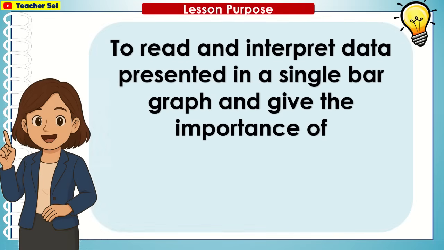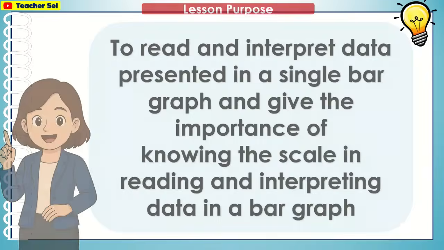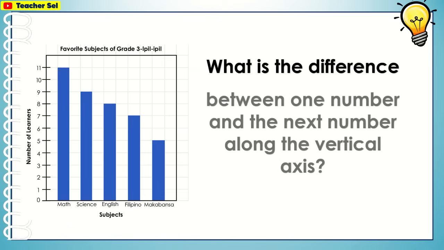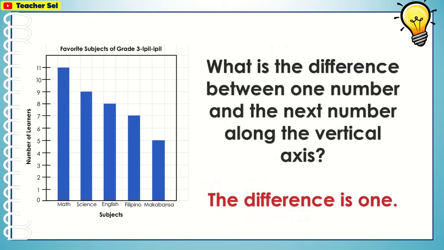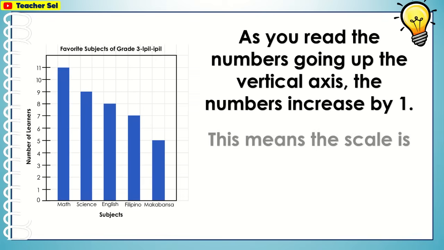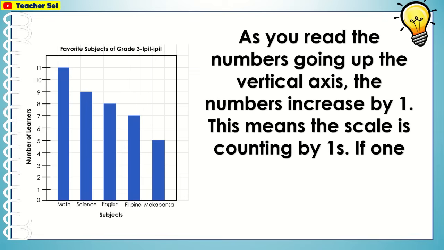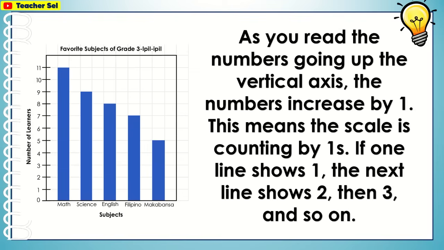Our lesson purpose is to read and interpret data presented in a single bar graph and give the importance of knowing the scale in reading and interpreting data in a bar graph. What is the difference between one number and the next number along the vertical axis? The difference is 1. As you read the numbers going up the vertical axis, the numbers increase by 1. This means the scale is counting by ones. If one line shows 1, the next line shows 2, then 3, and so on.